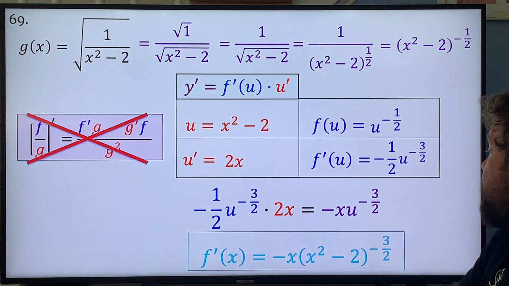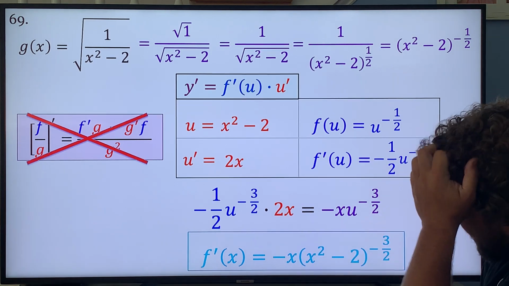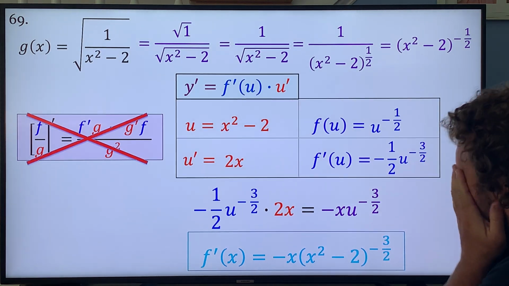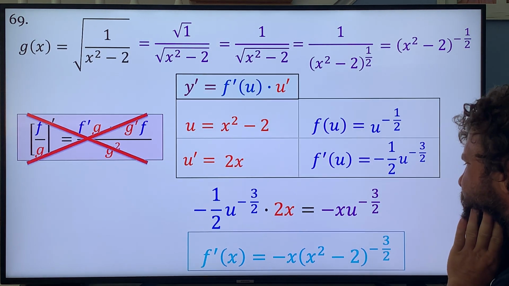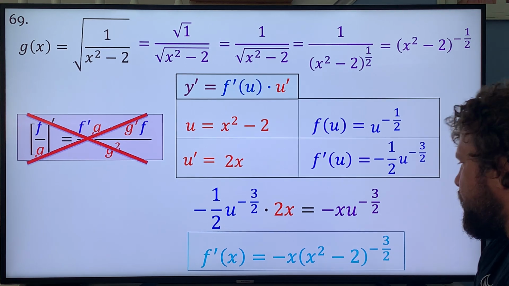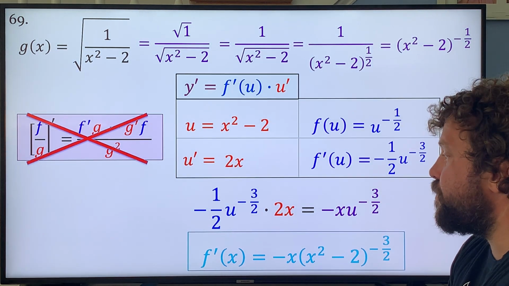Will the other way work and give you the proper answer? Yes. This answer is actually negative x over the square root of x squared minus 2 to the 3rd power. You get something like that. We don't need to.